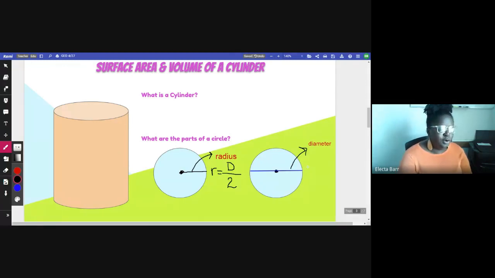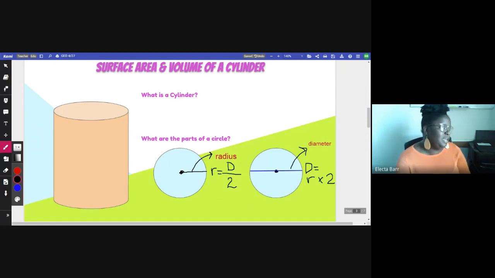If you're looking for your diameter, let's say you don't know the diameter but you have the radius. To find your diameter, you do the radius times 2. Whatever your radius is, you multiply by 2 to get your diameter. So we're going to do some examples in a minute.